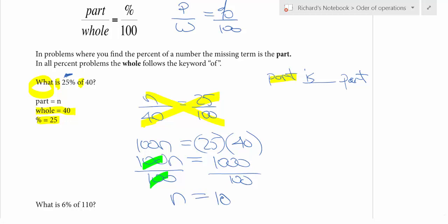Well, what does that mean? If I take this information and put it back into the word problem, it means that 10 is 25% of 40.